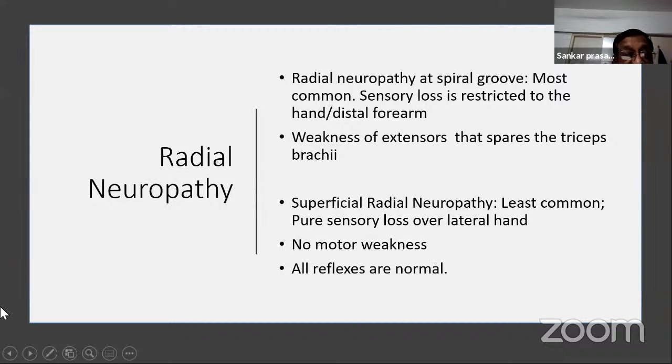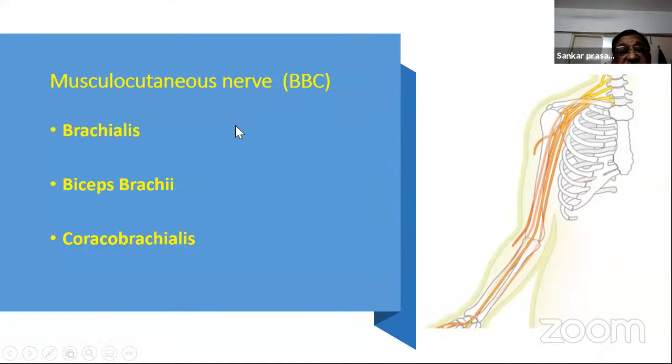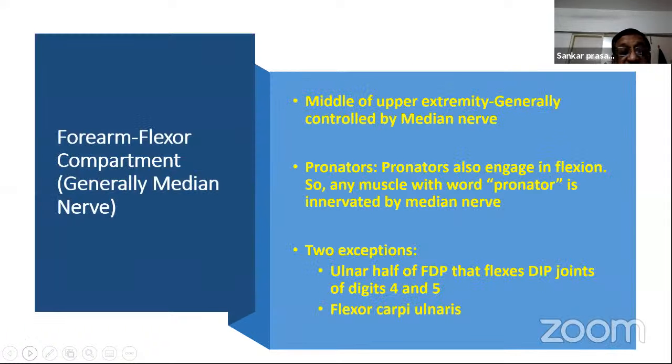So some of the salient features which we'll be discussing again when we discuss questions. Please try and remember what we are saying, because there will be around 24 questions which we can interact with. So the musculocutaneous nerve supplies the brachialis, biceps brachii, and coracobrachialis, and it has a sensory component also, which will supply the lateral arm.